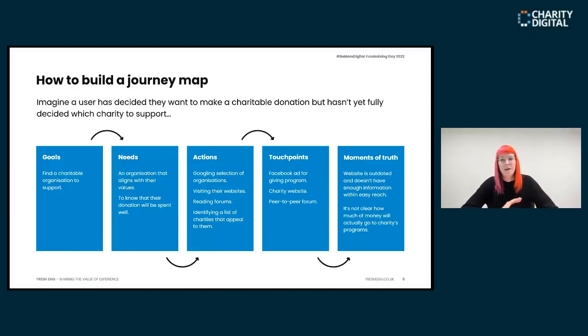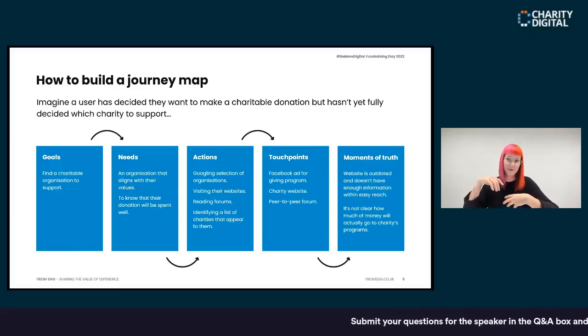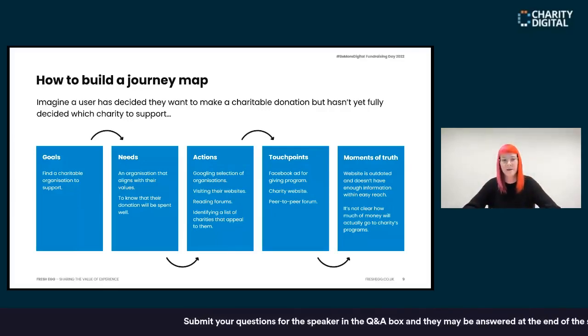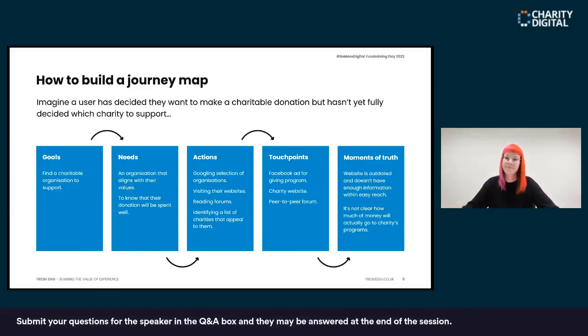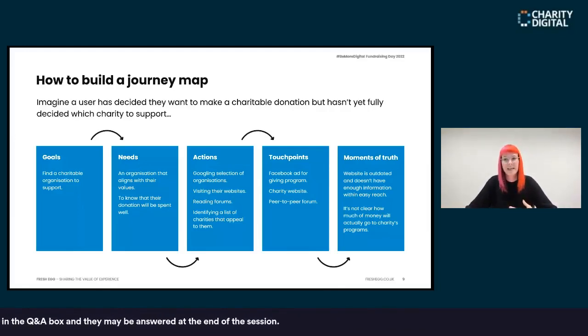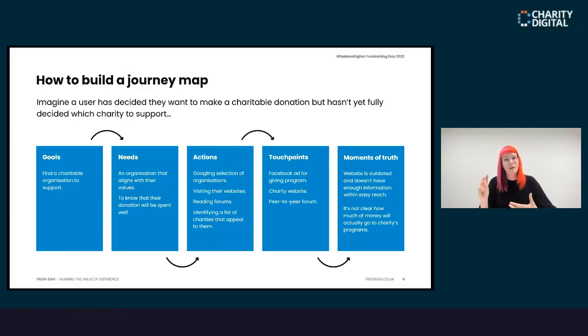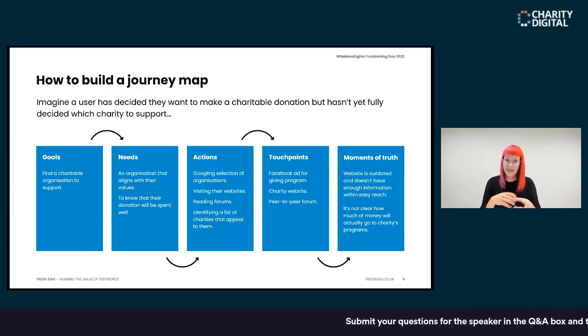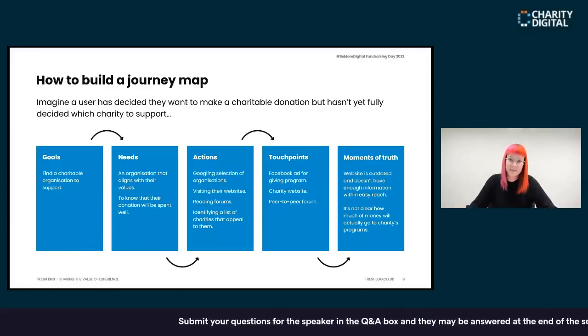So when you are mapping a journey, consider each of the fundraising stages from the user's perspective specifically. Think about their goals and their needs. It's quite easy to fall back into your own internal needs, so you've got to really keep your mindset on how your users are feeling. Think about the actions they're taking, including outside of the charity. Don't just think about the website, bring in any in-person interactions, any phone calls, any emails they're using.